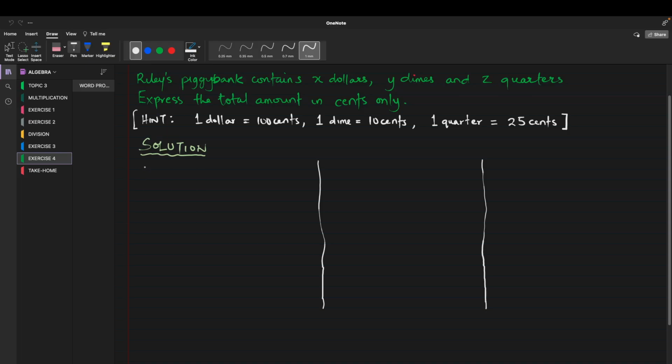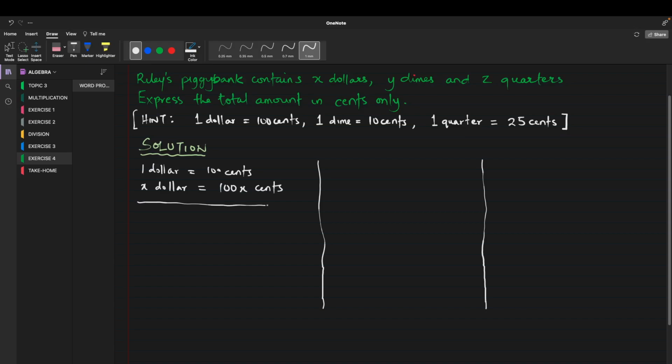So see the hint that we have here. It says $1 is equal to 100 cents, 1 dime is equal to 10 cents, and 1 quarter is equal to 25 cents. So essentially, the question has provided you a means to convert one form of money or one unit of money to the other. So it says here that $1 is equal to 100 cents. And in the question, we were given x dollars. So if $1 is equal to 100 cents, so x dollars would be equal to 100x cents.